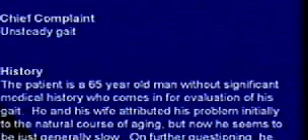No questions. Okay. So let's go ahead and start with case 13. Chief complaint of unsteady gait. The patient is a 65-year-old man without significant medical history who comes in for evaluation of his gait. He and his wife attributed his problem initially to the natural course of aging, but now he seems to be just generally slow. On further questioning, he admits to increasing difficulty with his writing, which has become increasingly harder to read.